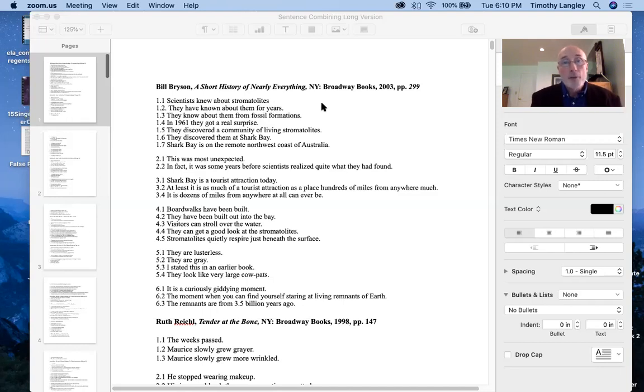You could use a period, but let's say you wanted to say more. In this case, you could say, scientists knew about stromatolites, comma, and they have known about them for years. You'll notice I use a comma and the word and. So that's how I could take those two thoughts and make a longer, more fluent sentence, not a run-on.